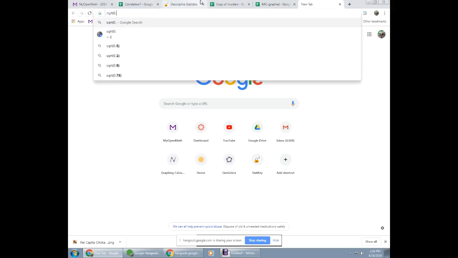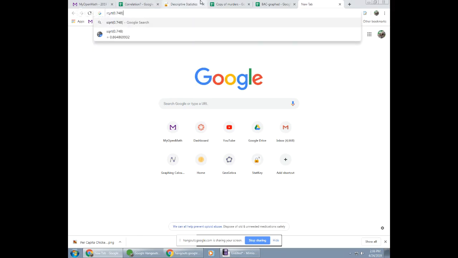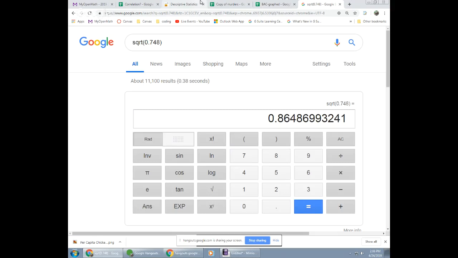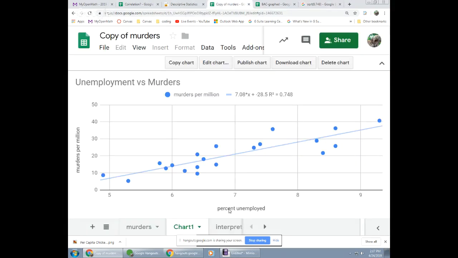So square root of 0.748 gives me a correlation coefficient of about 0.86, and that's pretty strong correlation. So yeah, it looks like unemployment percentage does correlate in metropolitan areas to murders per million. So what does that mean? Well, what that should mean is if I know that one metropolitan area has a higher unemployment rate than another, then I would expect to see more murders in that metropolitan area. And this line gives me a way to estimate that.